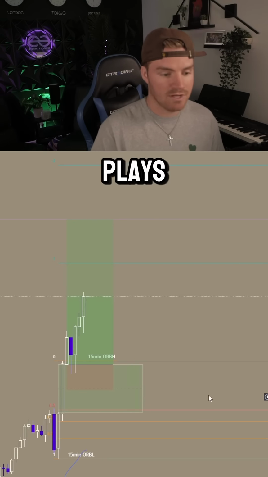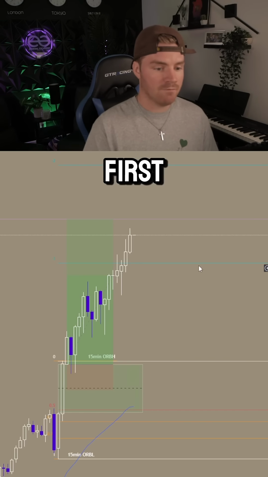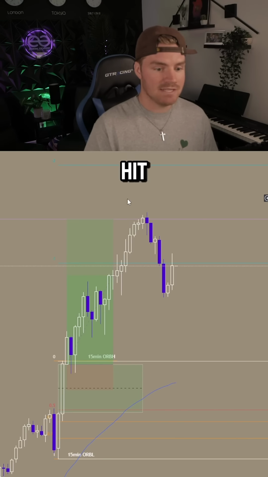So let's see how this one plays out. We have our entry off the fair value gap. First TP gets hit and second TP gets hit just like that.